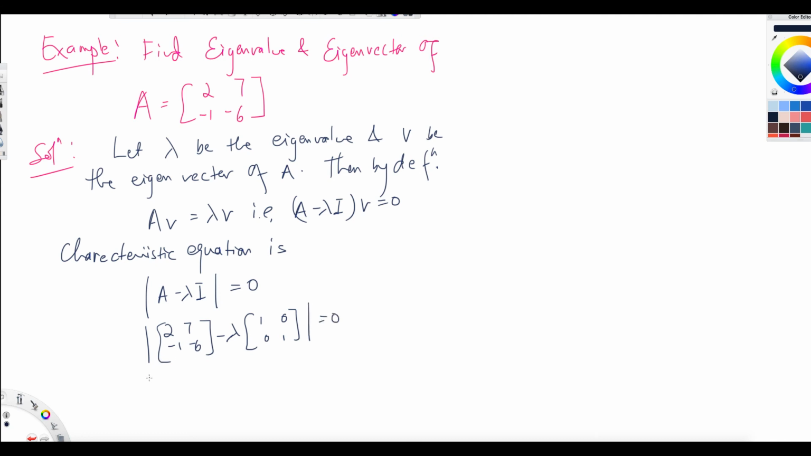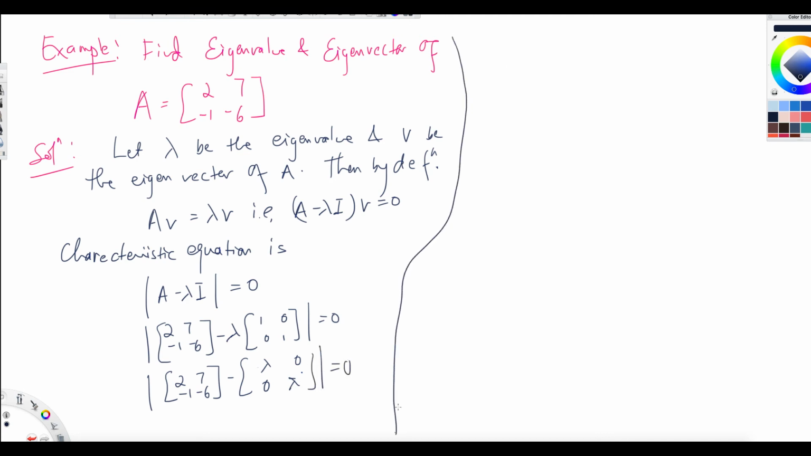So if you simplify, what do you get? See, when you distribute this, you will get, let me do that part too. 2, 7, negative 1, negative 6 minus lambda, 0, 0, lambda, right? Because minus is there. So I'm just distributing lambda only, just keeping the minus sign there. Equals to 0. What do you get then? Then you get determinant. Now you subtract: 2 minus lambda, and then 7 minus 0 is 7, and then negative 1, and then negative 6 minus lambda equals to 0.